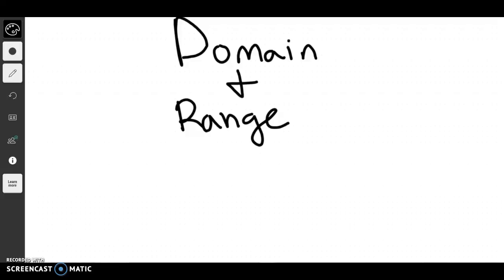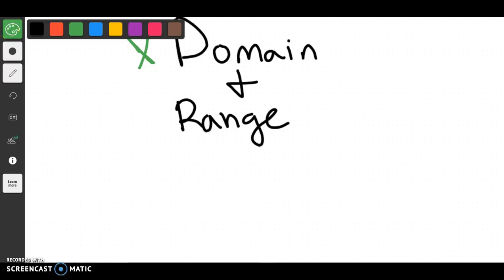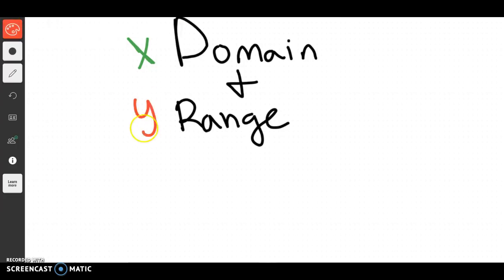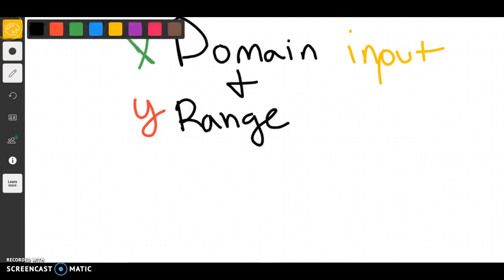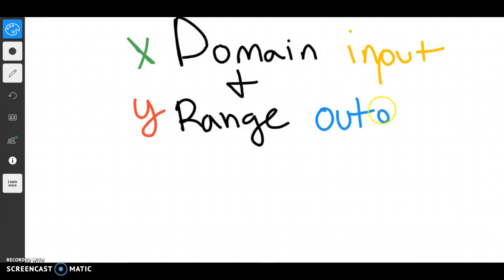Today we're going to talk about domain and range, where domain is the x values, or the input values of a function, and range are the output values of a function, or the y's. So when you think about domain and range, really domain, again, is your inputs, and range is your outputs. And we're going to see how we talk about these and how we label these. But I want you to keep that in mind as we go forward.